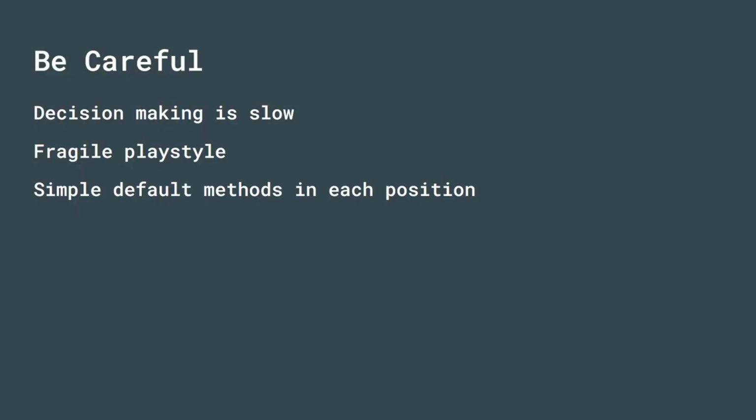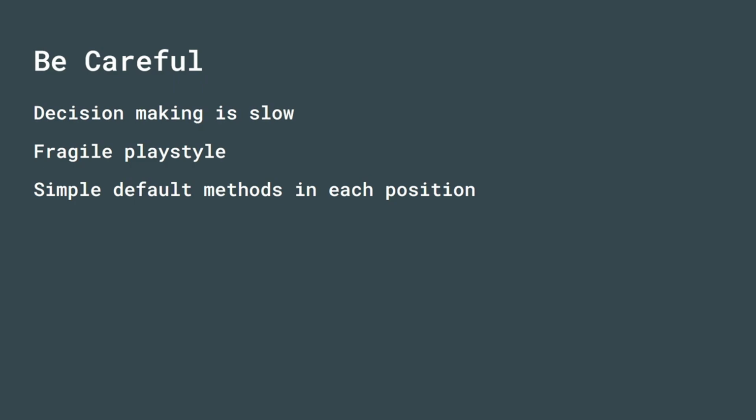To wrap things up, be careful. Your decision making is going to be slow when you're thinking about all of open space and keeping possession at any point. You are going to be overthinking every single position. You are going to be super slow with whatever decision you make because you're going to be overthinking. And this shines a light on one of the massive issues with possession. It's a fragile play style.